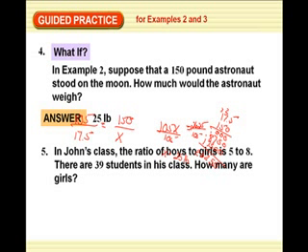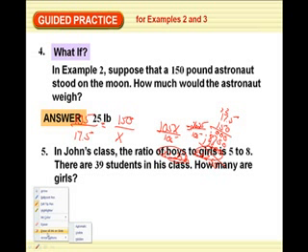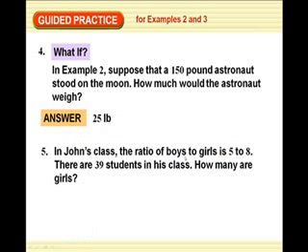In John's class, the ratio of boys to girls is 5 to 8. There are 39 students in his class. How many are girls? So this ratio tells us boys to girls. This is the boys' number. This is the girls' number.